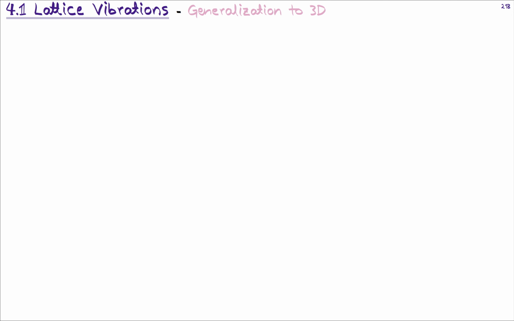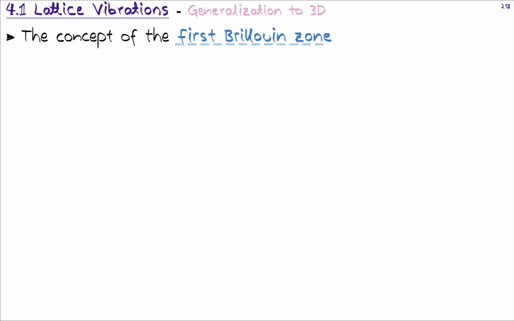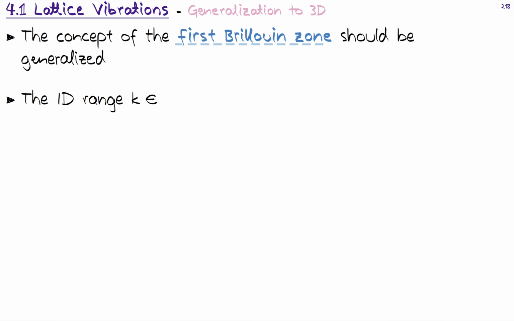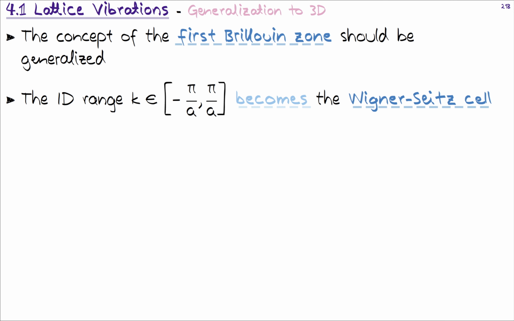And now things become a little bit muddy, perhaps. The concept of the first Brillouin zone, I guess that's a pretty unclear concept. First of all, we should really generalize that. In the 1D case, when we were plotting the 1D dispersion relations, we noticed that k is in the range of minus pi over a to pi over a. And this is a Wigner-Seitz cell, just in the 1D case, where the lattice point we were dealing with is in the center of the Brillouin zone. So in fact, it was already a Wigner-Seitz cell.